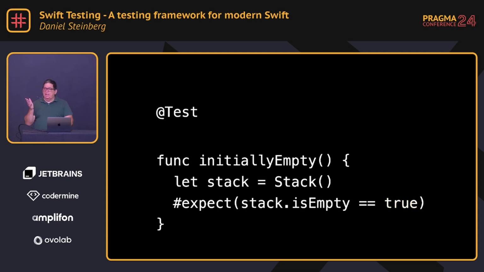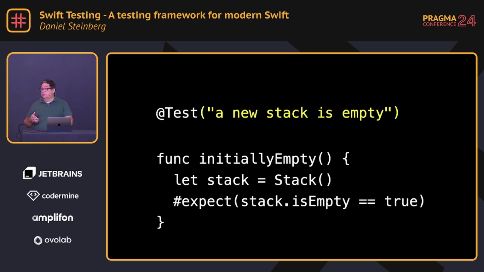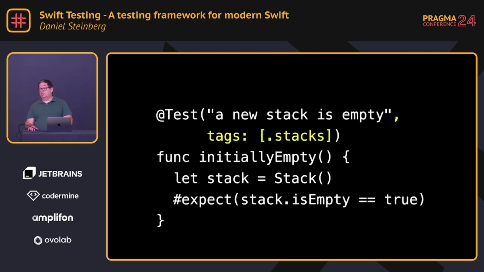I'd like to add some more information. For instance, initially empty is a fine name for a method, but when I'm displaying the results, I'd like something that's a little more clear, like a new stack is empty, and we do that by specifying the display name as a trait for the test macro. I'd also like to say, I've got a bunch of different tests, and I'd like categories for them. In this case, this is a stack test, and I do that with something called tags. And so all this is available now, and so that is our first test.